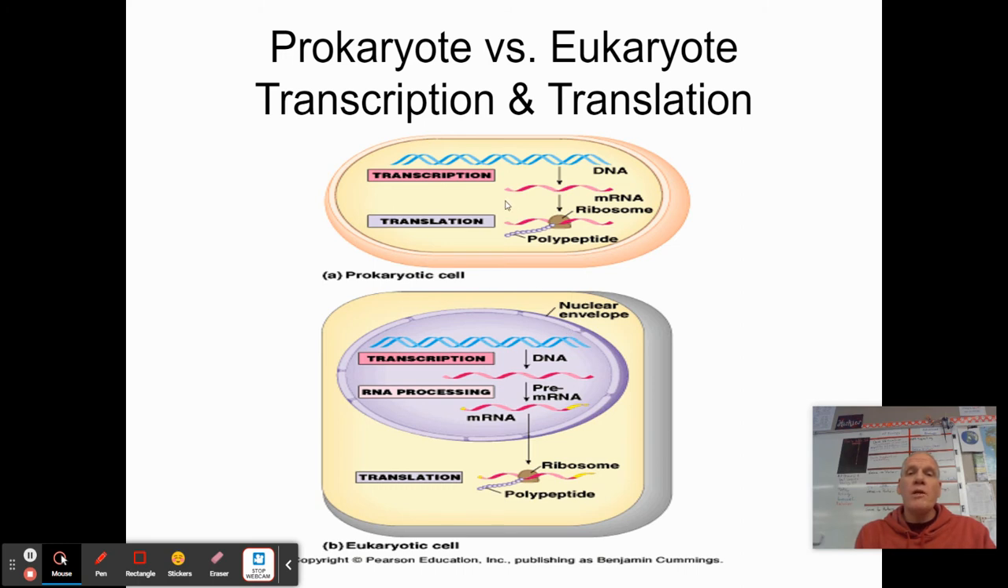Okay, first of all, there's no nucleus, so transcription and translation occur in the same place, and they can also occur simultaneously. Why? Because there's no RNA processing. What's RNA processing? You'll learn about that. Okay, we'll get there.